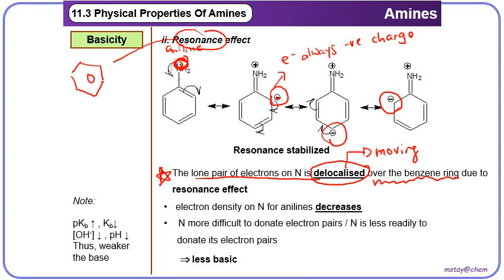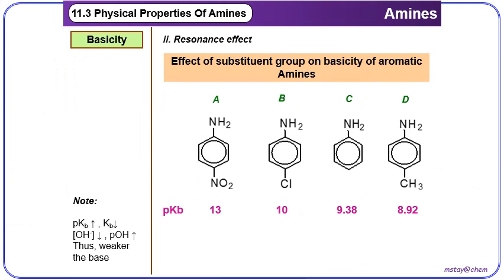When this happens, the electron density will decrease. Once the electron density is decreasing, it will be more difficult for the nitrogen to donate its electron pair, and it becomes less basic. Based on this slide, we can come to the conclusion that the resonance effect decreases the basicity. So just now, EDG increases the basicity, and the resonance effect decreases the basicity.